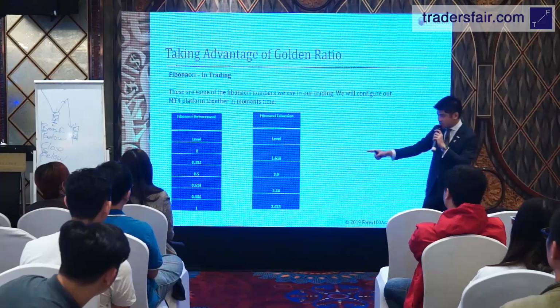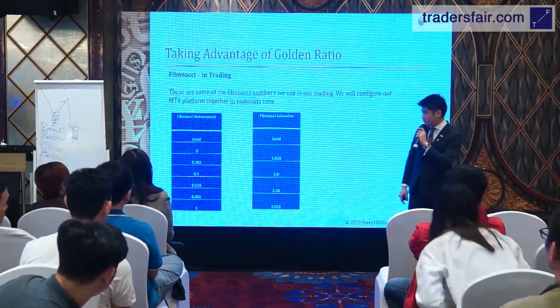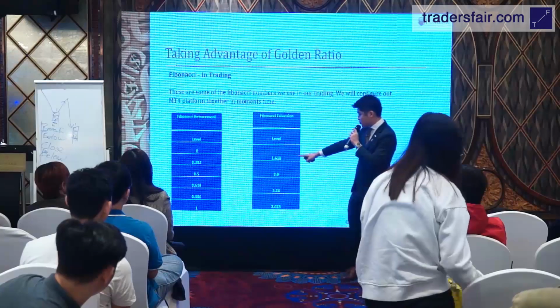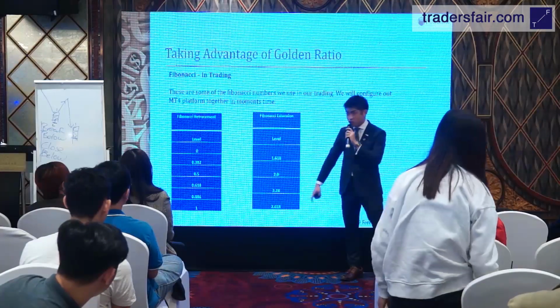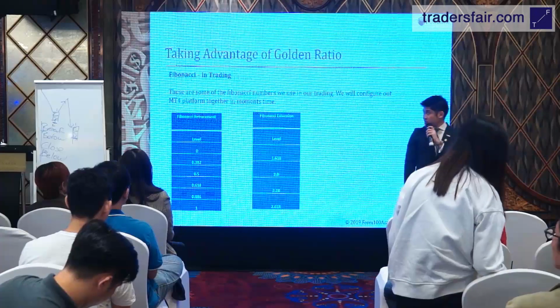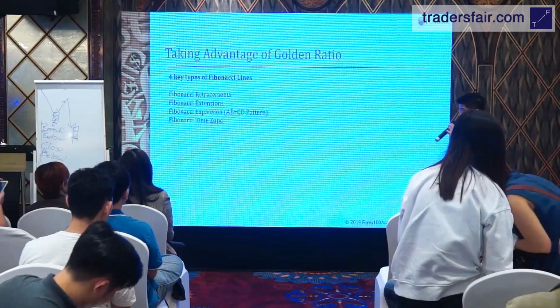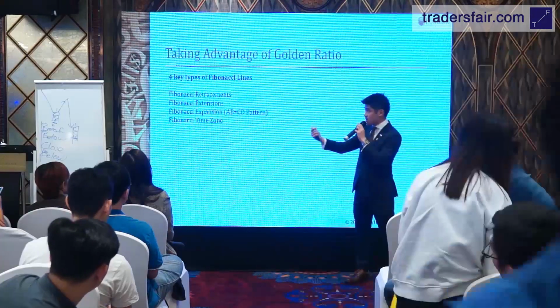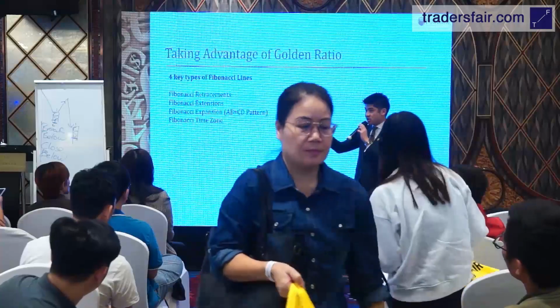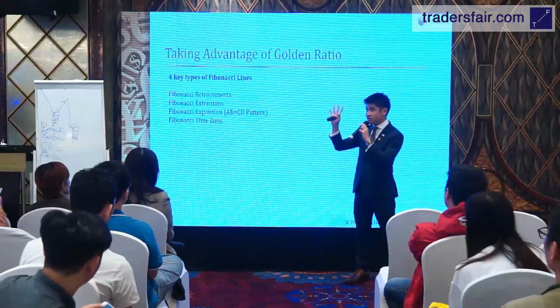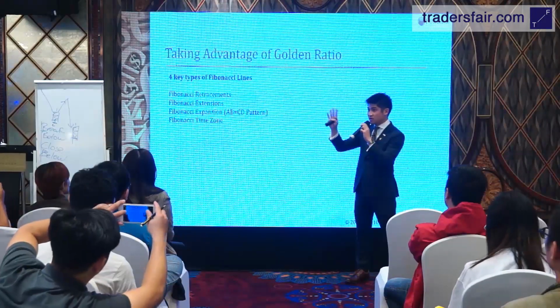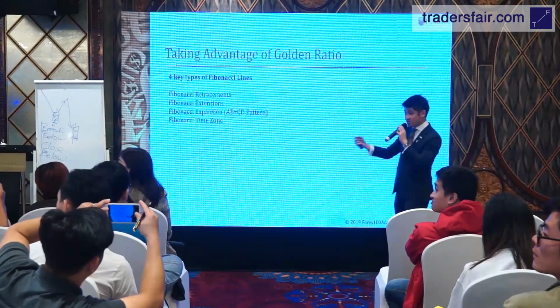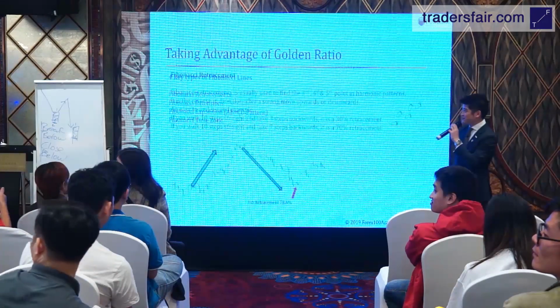So these are the levels that you're using: 38.2, 50, 61.8, 88.6. Fibonacci extension, 161.8, 224, and 261.8. So how we go about using it, we are using a few Fibonacci: retracement, extension, expansion, and time zone. 4 kinds. Alright? Come, friend from Mexico, have a seat. Take down notes, there are a lot of things coming up.